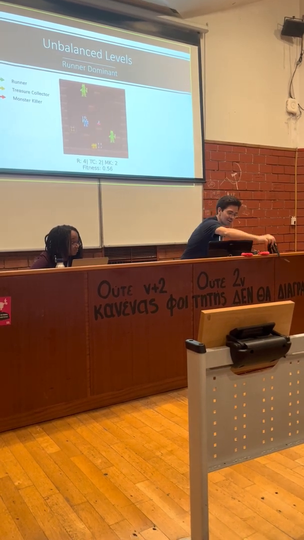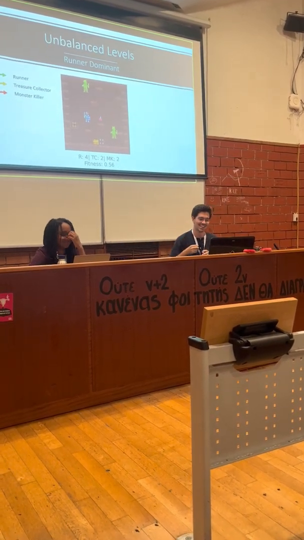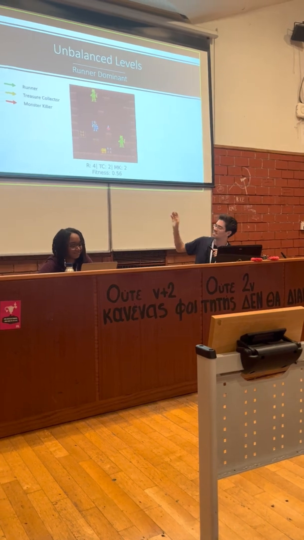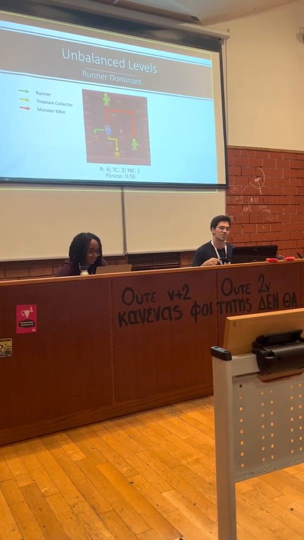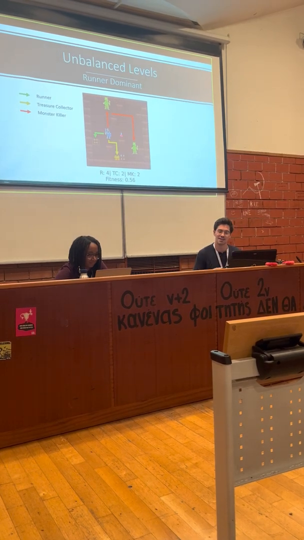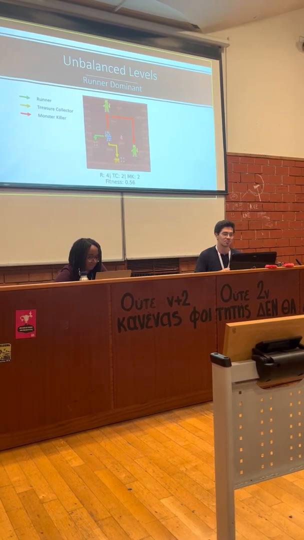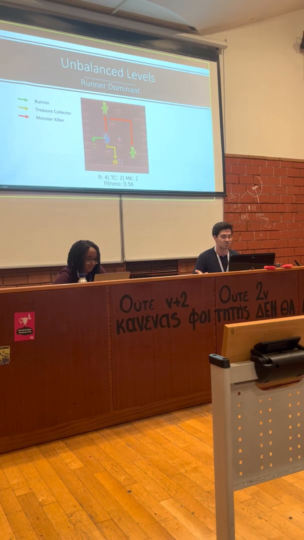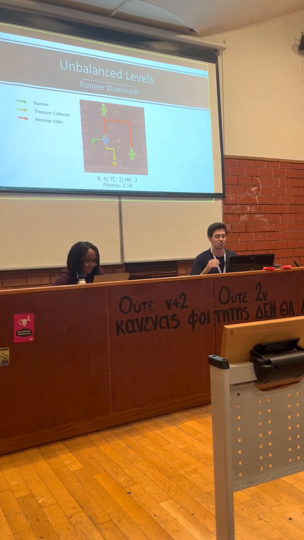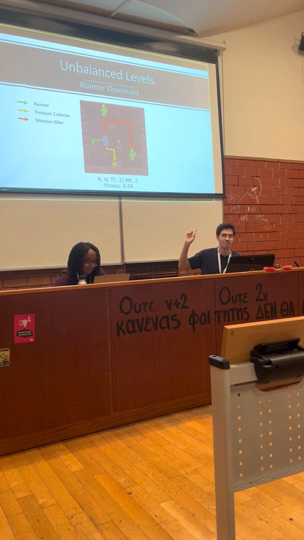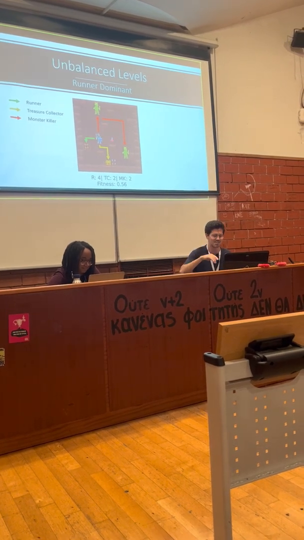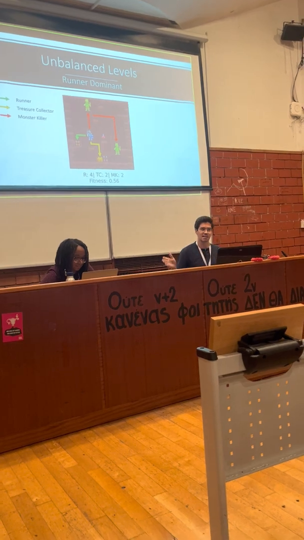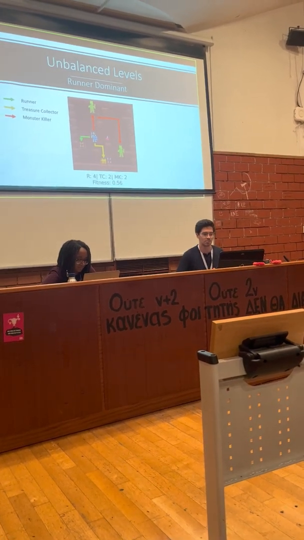So this is a runner dominant level, right? The runner has an advantage here, and we're going to show exactly what the runner would do. The runner is in green, the monster killer is in red, and the treasure collector is in yellow. In this particular instance, the runner just has to move over to the left. It's like 3 moves to win. It's a very simple level for a runner to beat, so the runner is going to have a very high health score. So the runner has the max health that you can walk away with in this particular level.